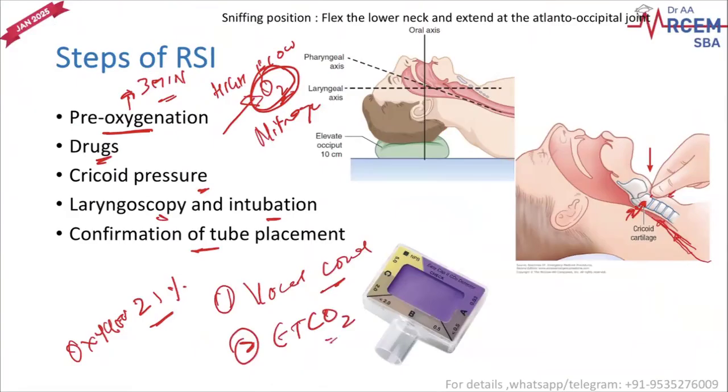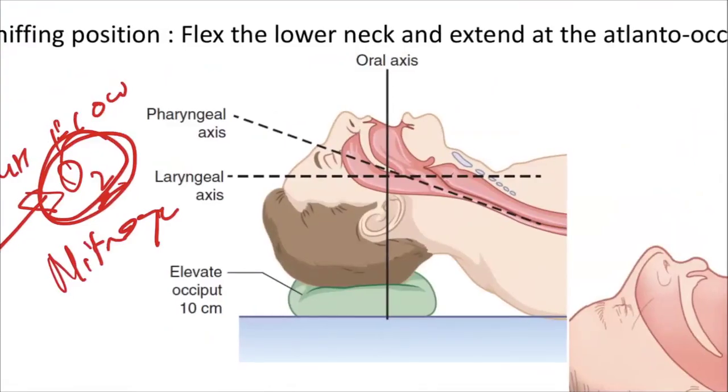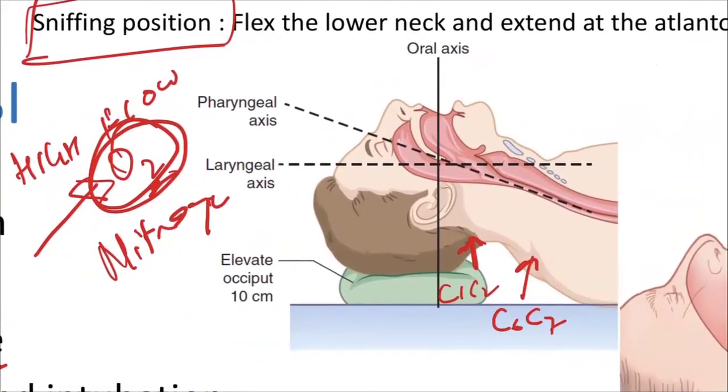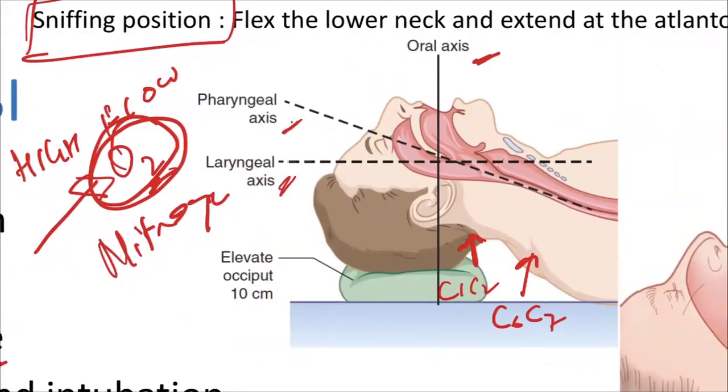Another thing is, before you intubate, between the cricoid pressure and doing the laryngoscopy, you want the patient to be in an ideal position. The ideal position is flexion at the lower neck, around C6 and C7, and extension at C1 and C2, the atlanto-occipital extension. This is known as the sniffing position. Why is the sniffing position important? Because the oral axis, laryngeal axis, and pharyngeal axis all come into alignment, and it opens the airway. It helps you easily visualize the epiglottis and the vocal cords. For that particular reason, it is preferred for the patient to be in the sniffing position.